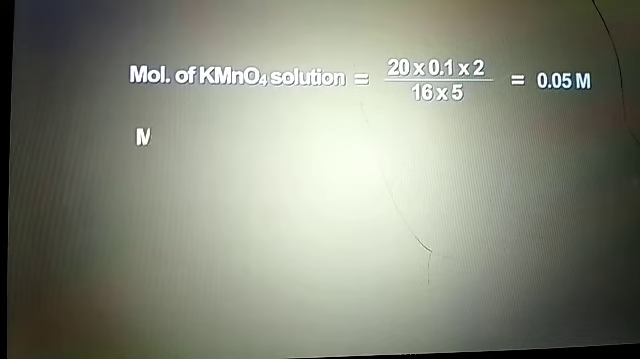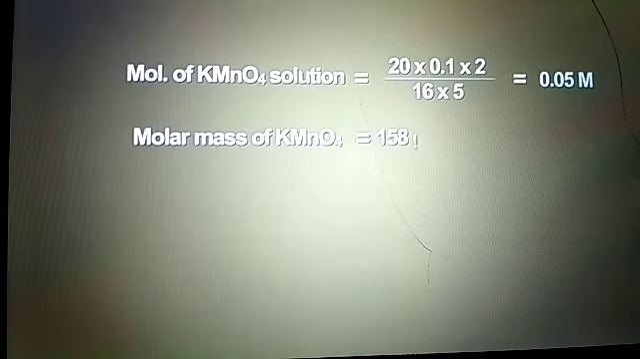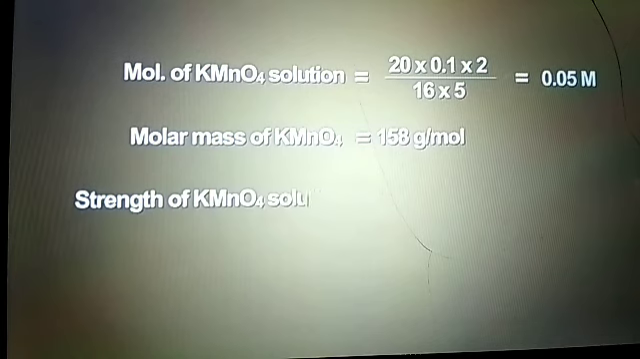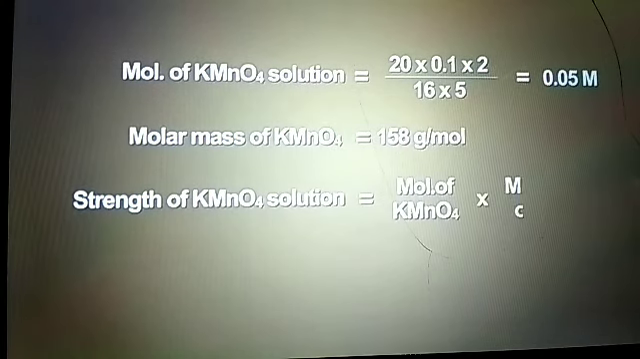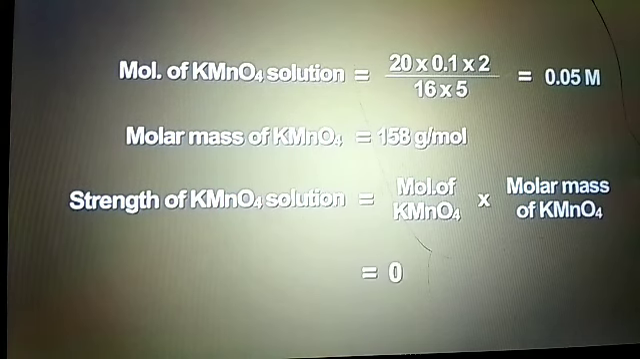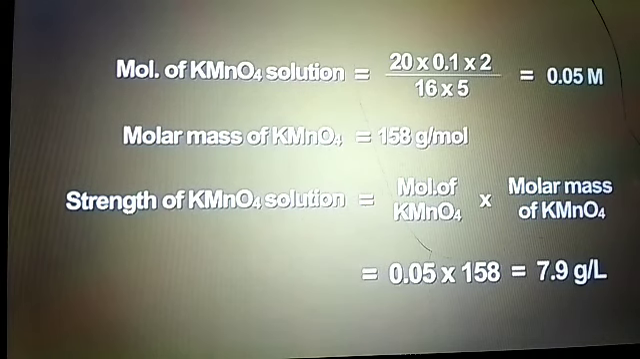5. Therefore, molarity of the given potassium permanganate solution is equal to 20 into 0.1 into 2 divided by 16 into 5, which is equal to 0.05 molar. Molar mass of potassium permanganate is equal to 158 grams per mole. Therefore, the strength of the given potassium permanganate solution is equal to molarity of potassium permanganate into molar mass of potassium permanganate, which is 0.05 into 158 is equal to 7.9 grams per liter.